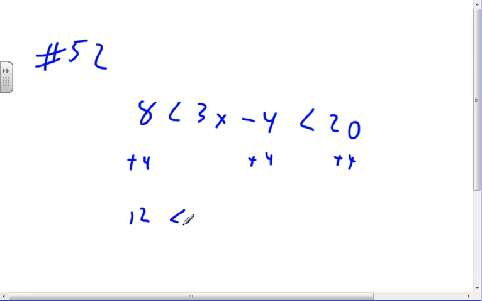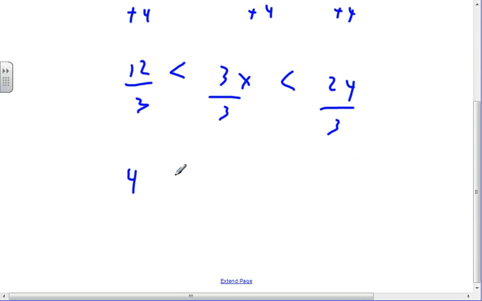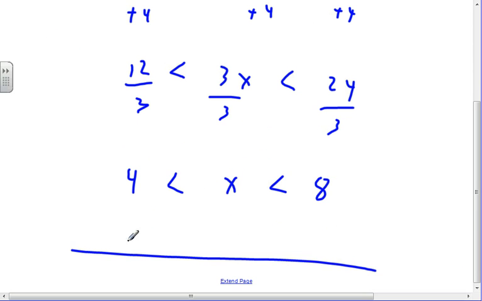12 is less than 3x is less than 24. Then I'm going to multiply everything by 1/3. 4 is less than x is less than 8. Okay, so here's my 4. It's an open circle. Here's my 8. It's an open circle. And my x is in between. Okay, good enough?